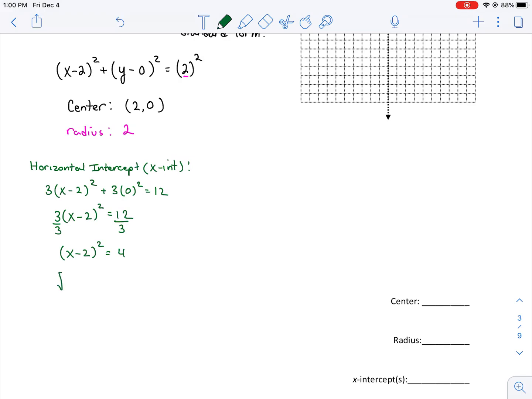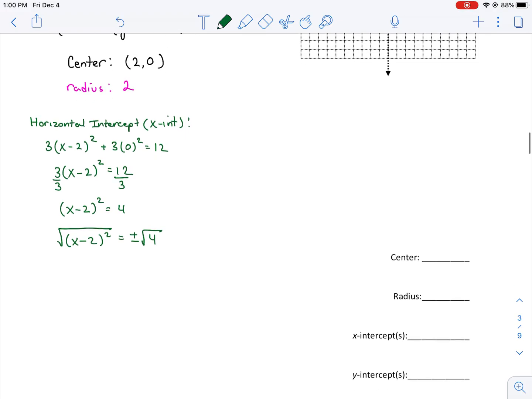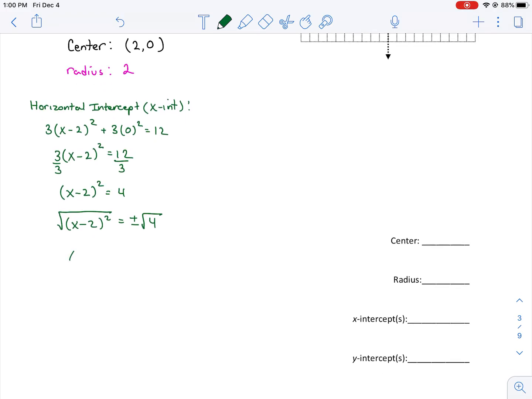Next, I'm going to take the square root of both sides. And remembering that when we take the square root of both sides, we have to insert a plus or minus in front of the square root on the right side of the equal sign. All right, so that implies that x minus 2 is equal to plus or minus 2. So we have two equations. x minus 2 is equal to 2, and x minus 2 is equal to negative 2.